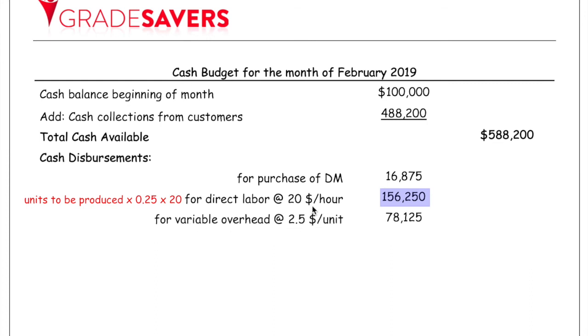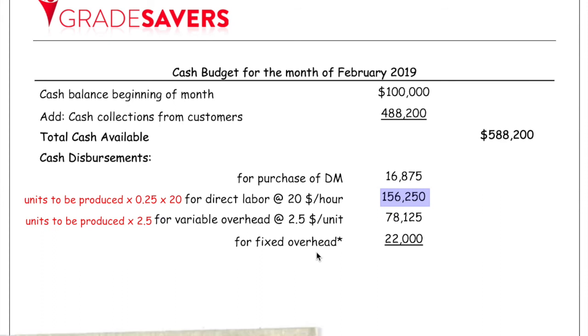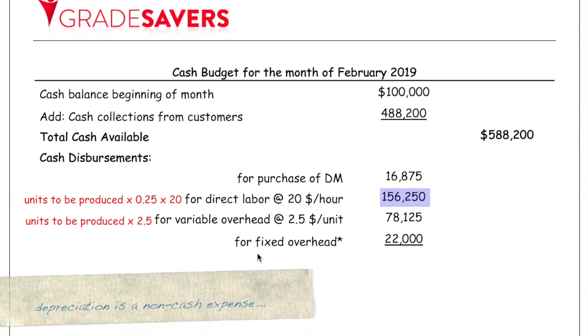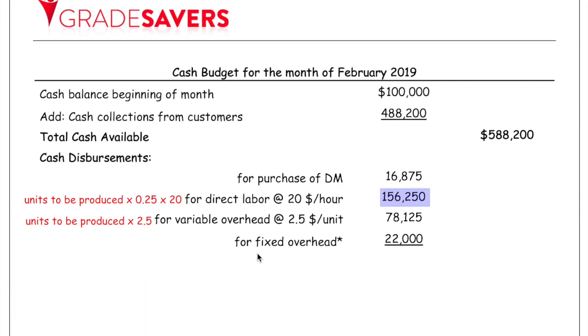The next item that we're spending money on is variable overhead. We're told that variable overhead is $2.5 per unit, so we're going to multiply 2.5 once again by the units produced to obtain the variable overhead for the month of February. Finally, the only other cash disbursement mentioned in the problem is fixed overhead. Fixed overhead sometimes includes the depreciation, and sometimes it's listed separately. Try to realize that we want to put the amount that is going to be spent in cash, and depreciation is a non-cash item. So although the fixed overhead was $30,000 each month, it included $8,000 of depreciation, so the amount that's going to be spent in cash is really just $22,000.